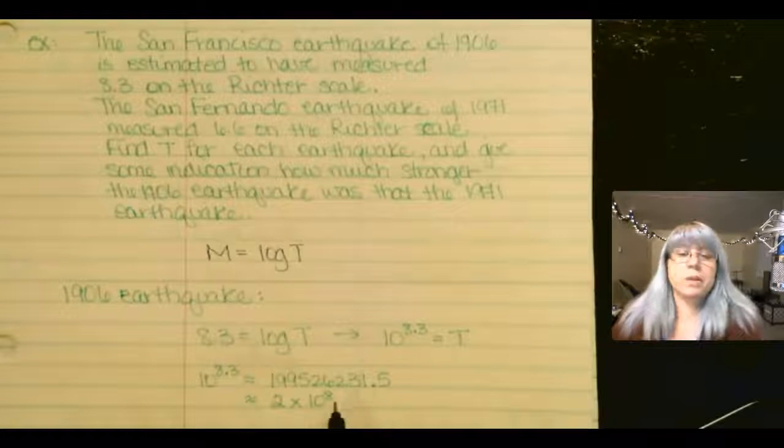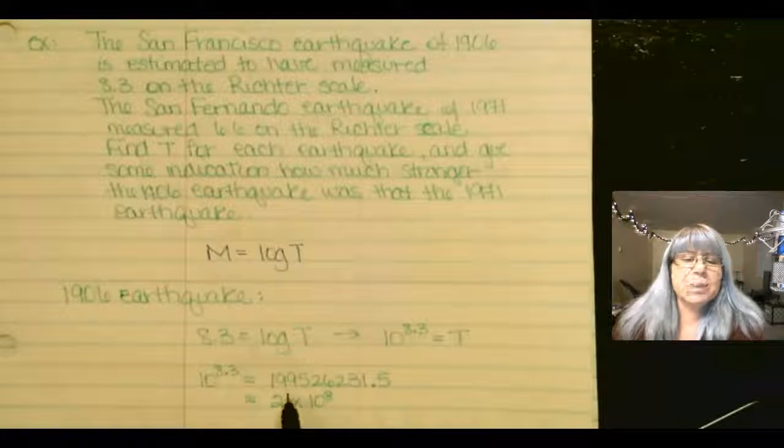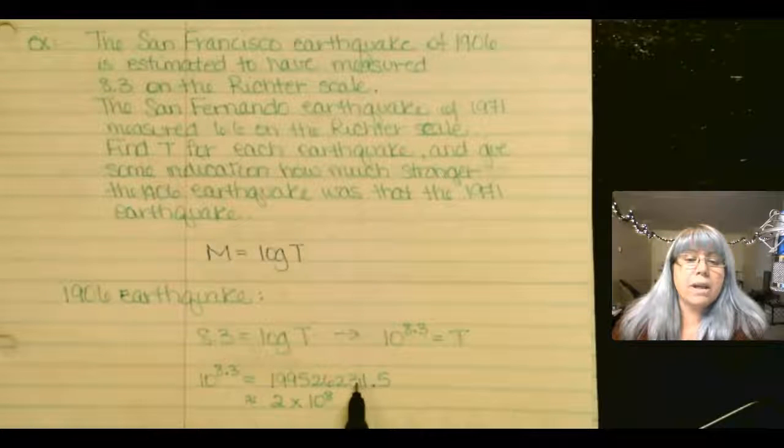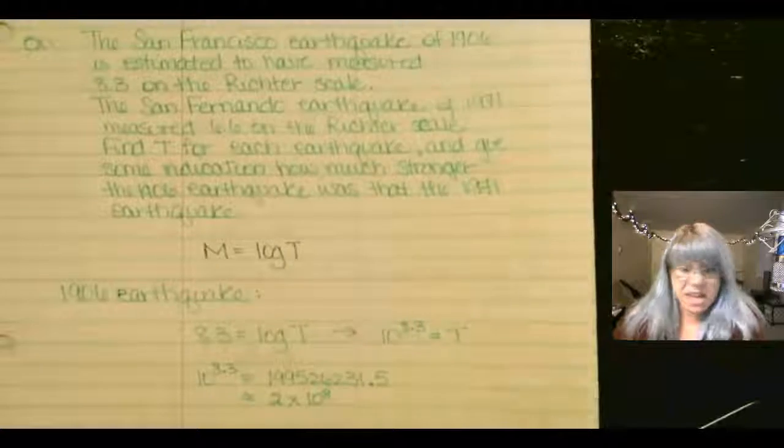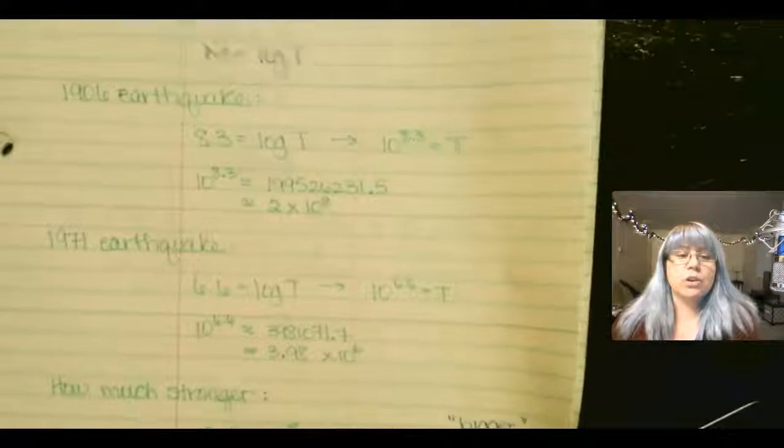1995262.31.5. There we go. Which, in essence, if we round up here, it's 2 times 10 to the 8th. We're going to do the same thing for the 1971 earthquake.